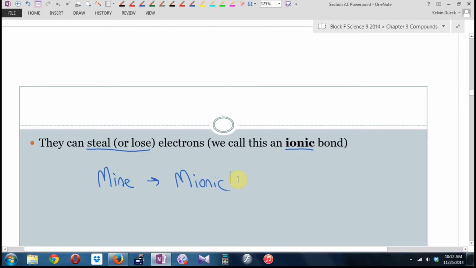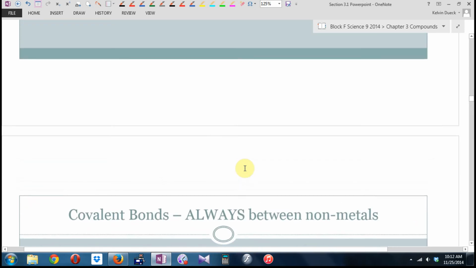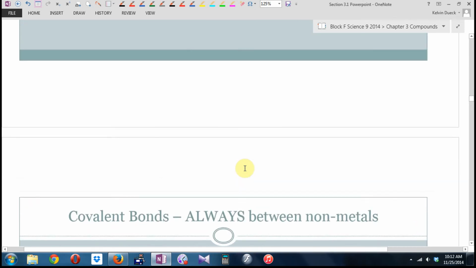Ionic bonds are not as strong. Covalent bonds are very strong. In fact, they're so strong that often when you break those bonds, energy is released. Most explosives are covalent bonds, and the explosion is actually breaking those bonds, and they're so reluctant to break, they give off energy because there's so much energy packed in there. So, covalent bonds, always between nonmetals.